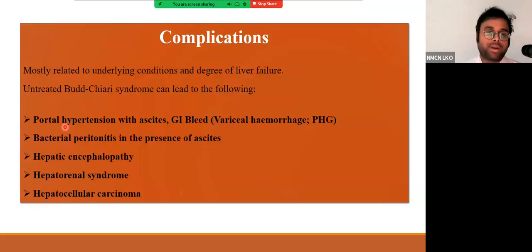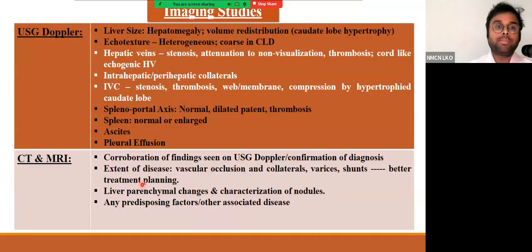So complications of Budd-Chiari syndrome are portal hypertension with ascites, GI bleed, bacterial peritonitis in presence of ascites, hepatic encephalopathy, hepatorenal syndrome, and hepatocellular carcinoma. Coming to imaging study, ultrasound is the primary modality for evaluation of Budd-Chiari syndrome. So primarily in Budd-Chiari syndrome, we see attenuation of the hepatic veins, hepatic vein thrombosis with multiple intrahepatic collaterals. Liver echo texture may be altered, liver may be enlarged, splenomegaly may be seen, and ascites is usually present.